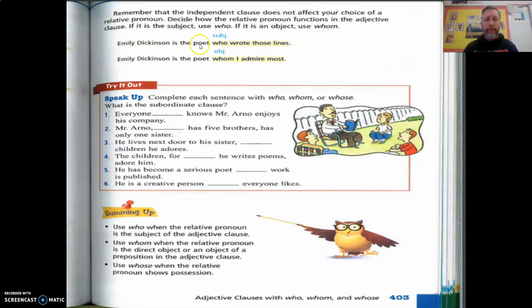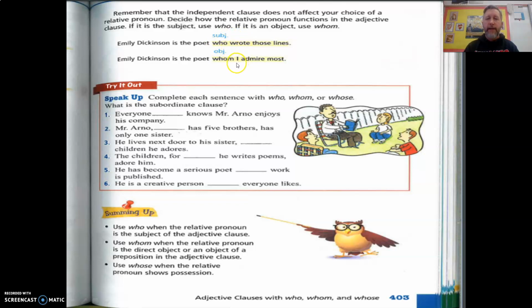Emily Dickinson is the poet. But what's different are the clauses. One of them has a subject, this one does not. Okay, so Emily Dickinson is the poet, and then you have "wrote those lines." Well, do I use who or whom? You need who because wrote is a verb and there's no subject here at all. So who is going to serve as the subject?